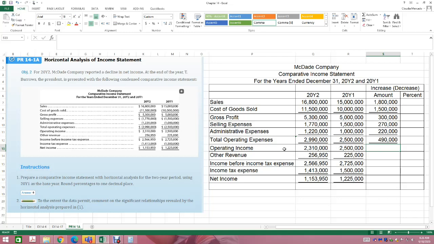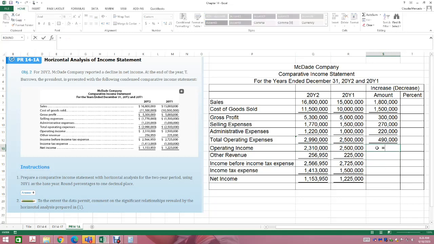Now, let's look at operating income. This is a good one. Okay? Last year we had operating income of 2.5 million. This year I have operating income of $2.310 million. Did your operating income increase or decrease? Okay? Now this is where we're going to compare.